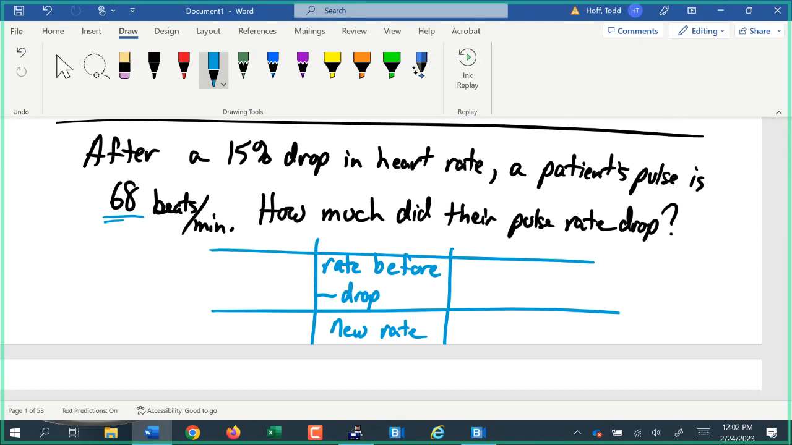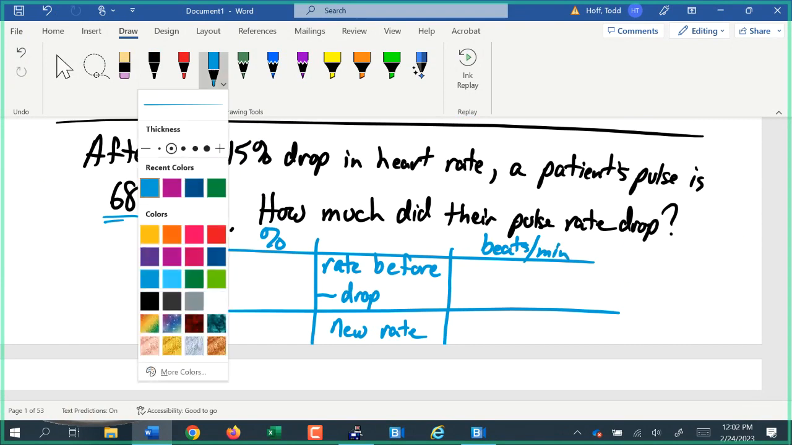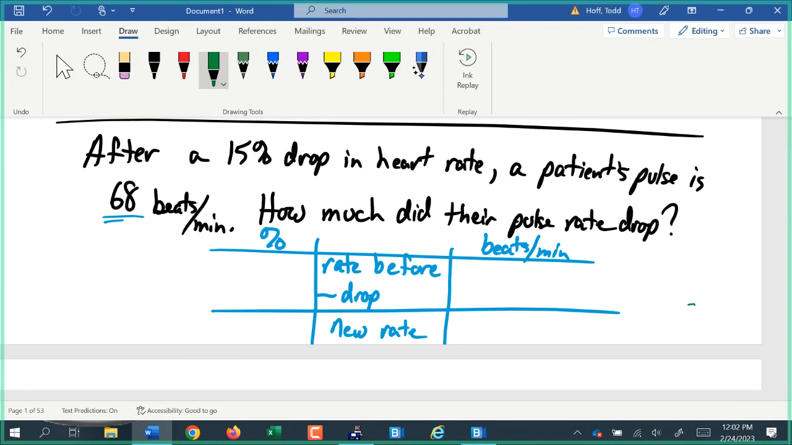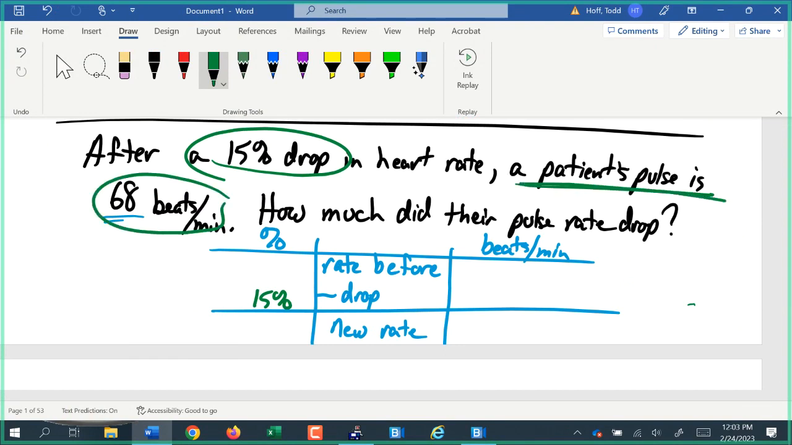And again, here, each of these amounts is represented by two numbers. One is the percent, and the other one in this case is the beats per minute. So for the percents, we have the 15% drop, so 15% represents the drop. 68 beats per minute is the pulse rate after the drop.